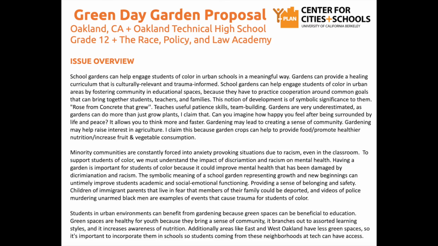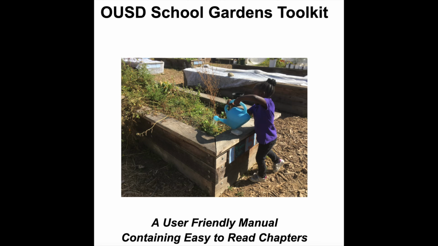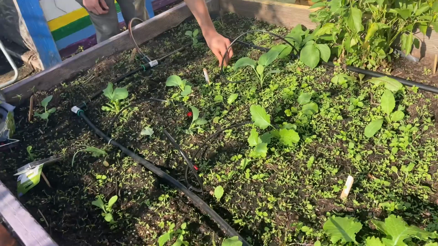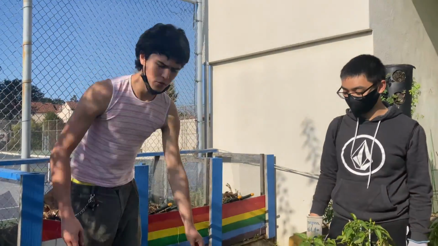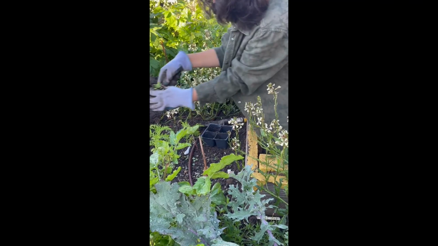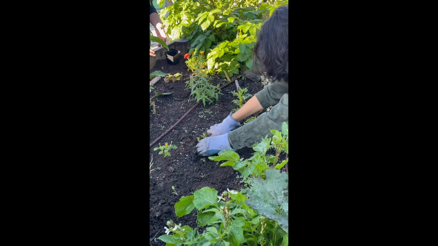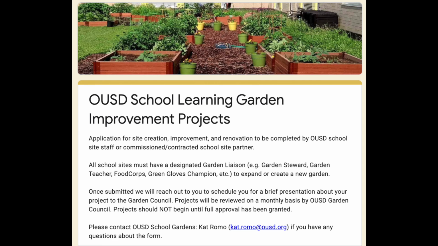As a class, we provided feedback on the Green Day Garden Proposal and the OUSD School Gardens Toolkit. We did a lot of work to maintain the garden, to keep it aesthetically pleasing and functional in terms of short-term and long-term use. We coordinated with the Garden Steward and Green Club. We submitted this survey with approval from the principal, client, garden steward, and key stakeholders.